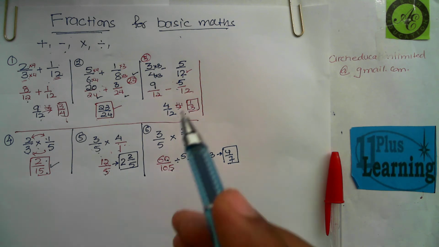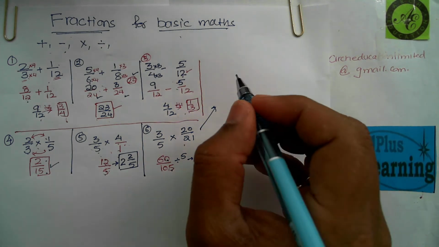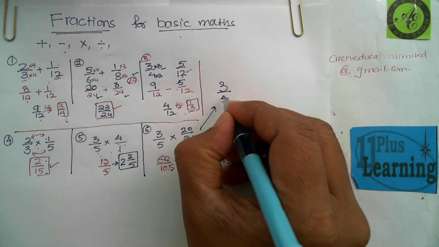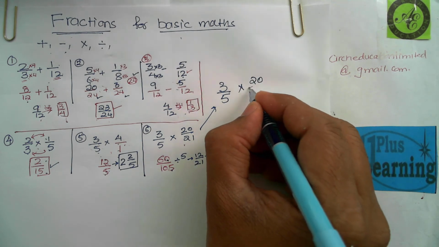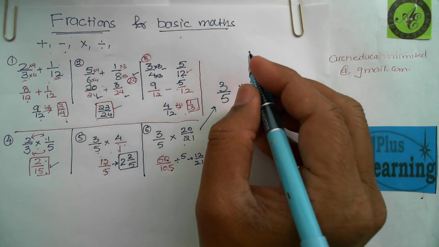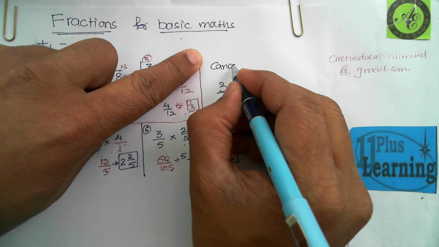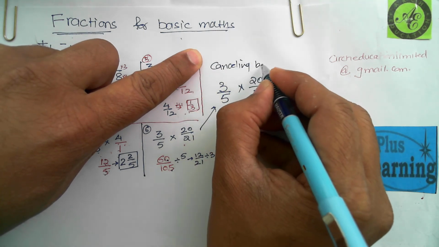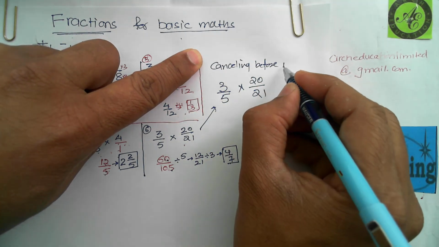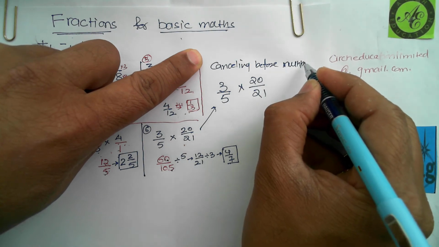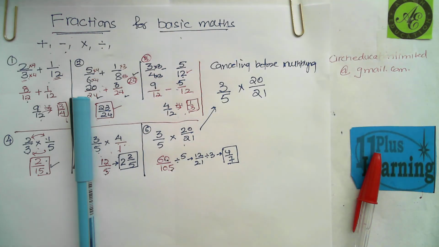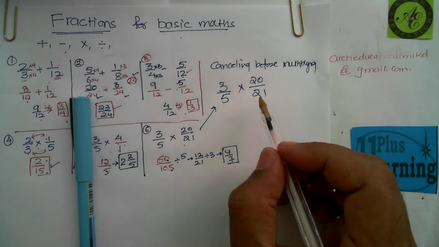Okay, now I'm going to teach you, there's another method for this one, and this is the method I prefer. I would like my students to learn this slowly. It's called cancelling before multiplying. What does that mean, guys? Cancelling is the short division.